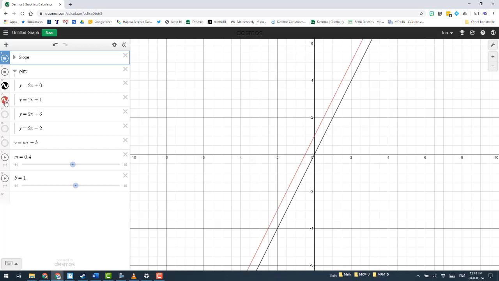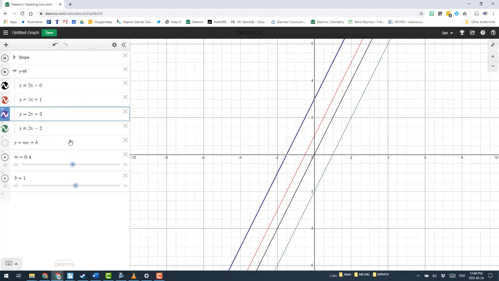So plus 1 looks like this. Plus 3 looks like this. So you can see the line is essentially being shifted up. And if I click on the y-intercept, we can see y equals 2x plus 1 crosses through at y equals 1. y equals 2x plus 3 crosses through at y equals 3. If I turn on this one, y equals 2x minus 2, and we can see it's crossing the y-intercept at -2. So all the lines have the same slope.